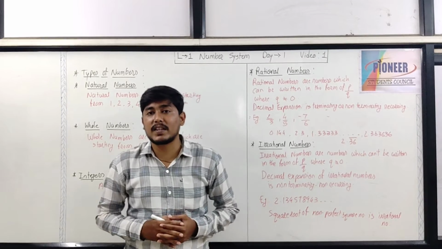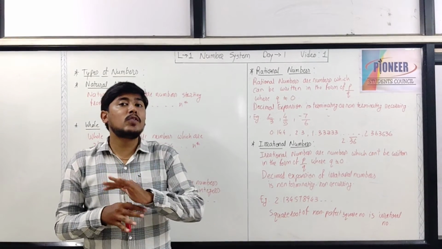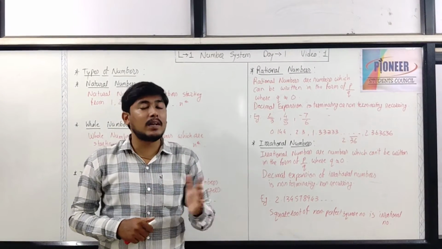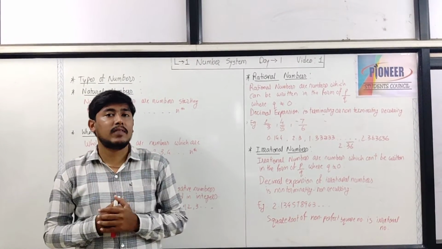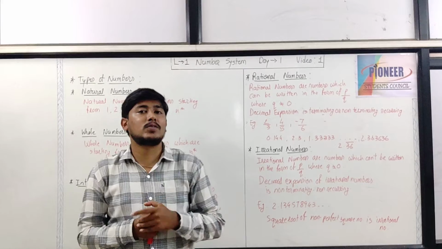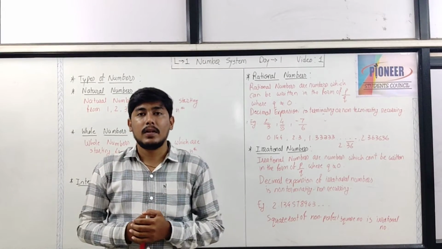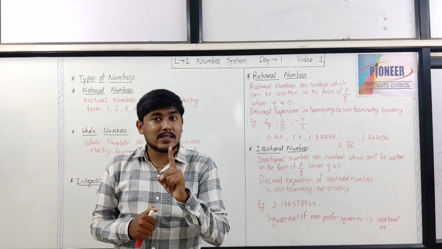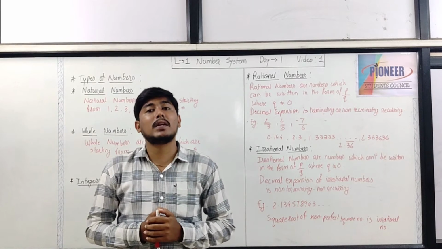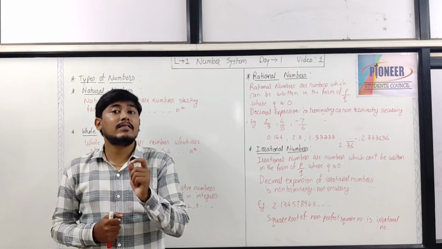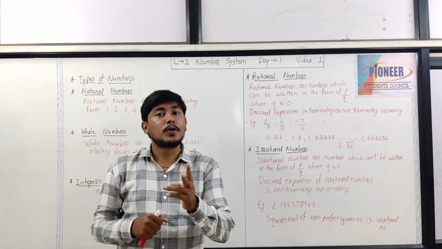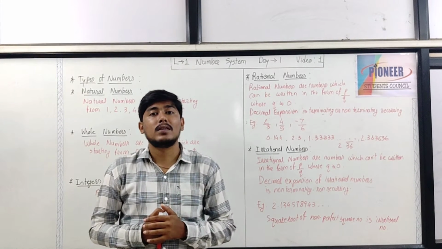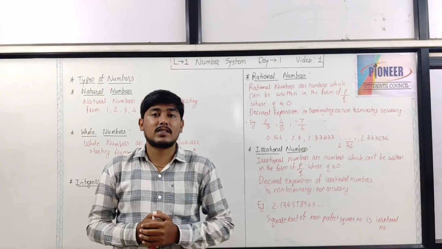What is a non-perfect square number? A number which is not a square of any number. Just for example, consider 5. 5 is not a square of any number, so it is a non-perfect square number. 9 is a square of 3, so 9 will be considered a perfect square number. 2 is not a square of any number, so it is a non-perfect square number.